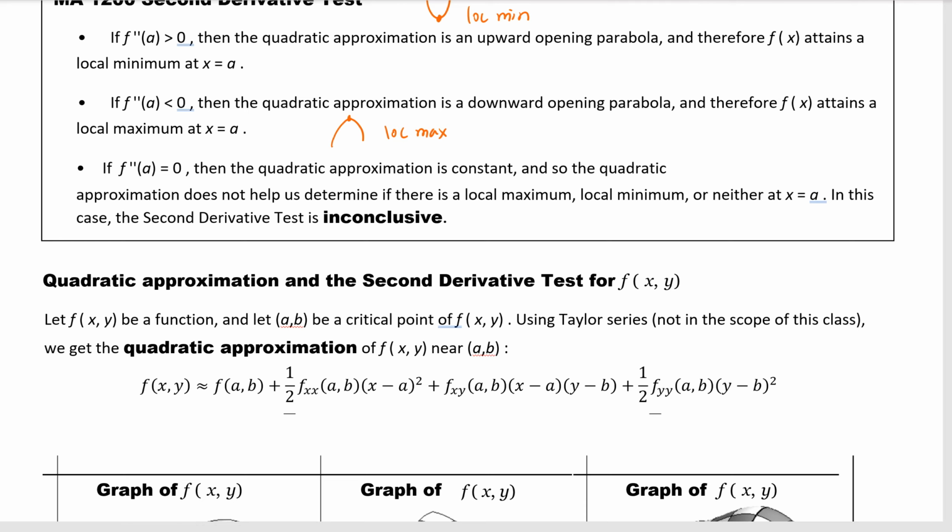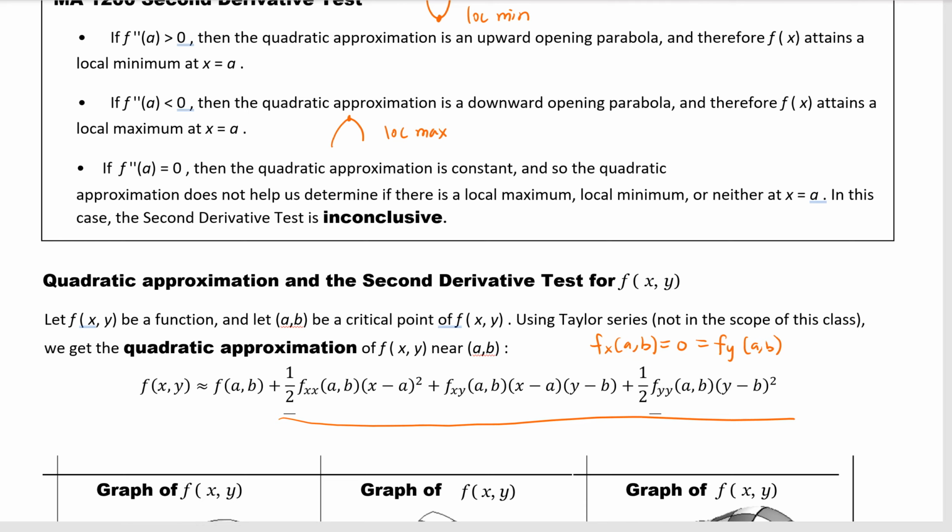So this is the Taylor series of functions with two variables. The quadratic approximation equals: because it's a critical point, we have f_x(a,b) is 0 and f_y(a,b) is also 0. So we have f(a,b), and then we don't have the first derivative terms because partial f partial x is 0 and partial f partial y is 0. But we do have the second derivative terms. So we have three terms.